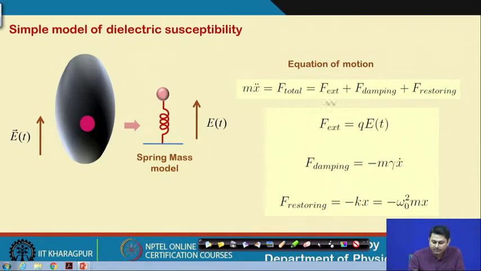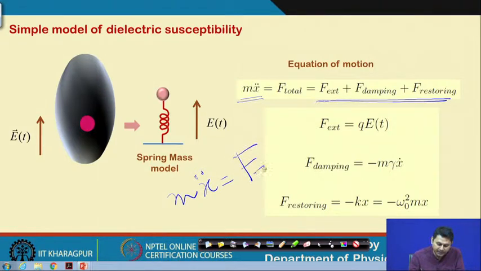So, the total force should be equal to m x double dot, which is equal to F total. This is a simple equation. This is Newtonian mechanics, the second law of motion. This law of motion suggests that if you apply some kind of force, then the mass multiplied by the acceleration will be equal to the force.